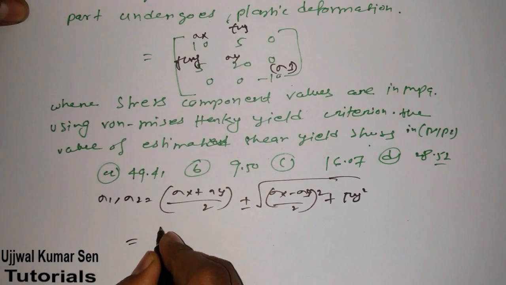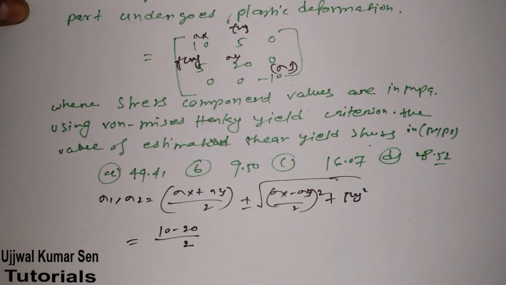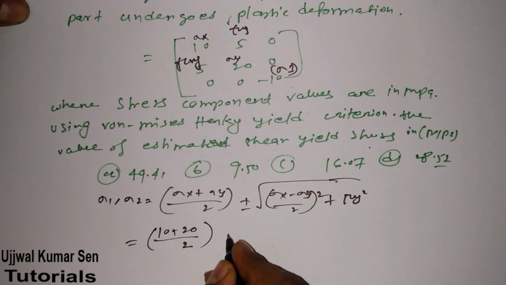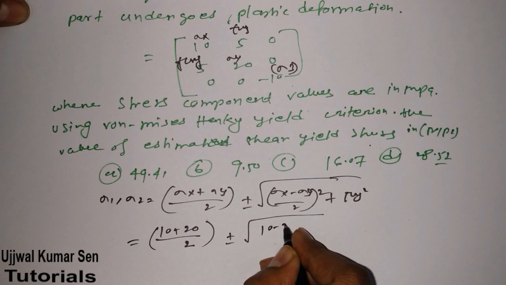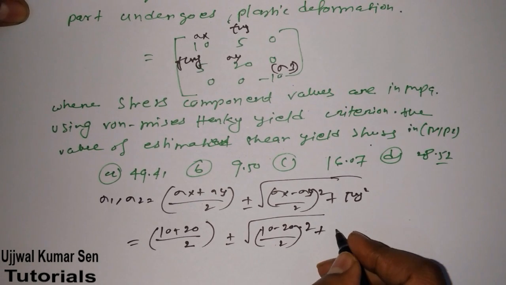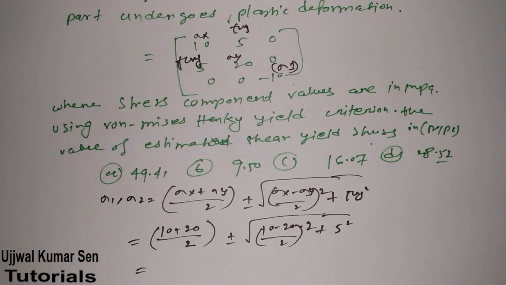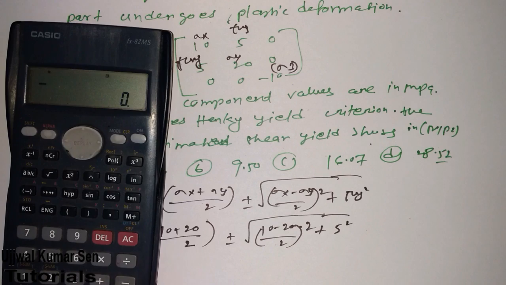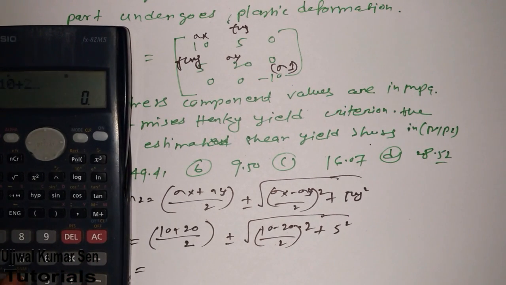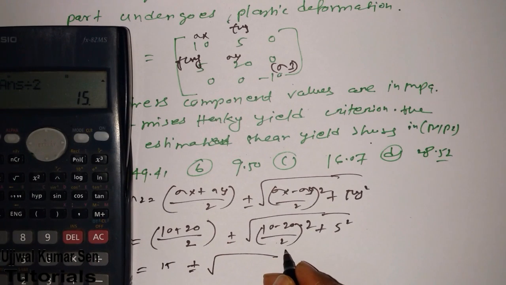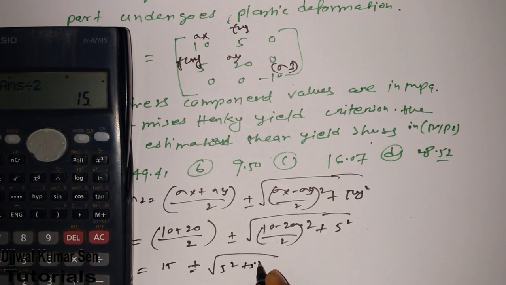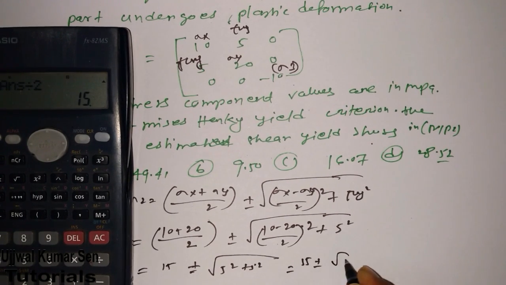So sigma x is 10 minus 20 by 2. Okay, so sigma equals plus minus root under (10 minus 20 by 2) whole square plus tau xy, that means 5 square. After solving, what we are going to get, that is important. Let me share with you how much value exactly we are getting here. 10 plus 20 is equal to 30, 30 by 2 is equal to 15, plus minus root under (10 minus 20 by 2)... 5 square plus 5 square, that means 15 plus minus root under 50.